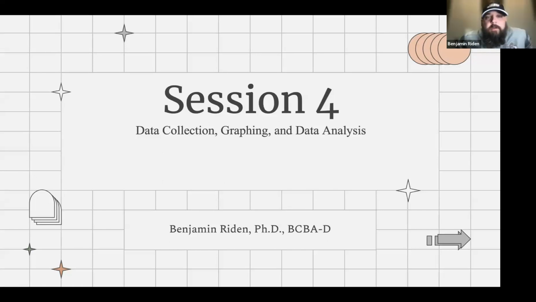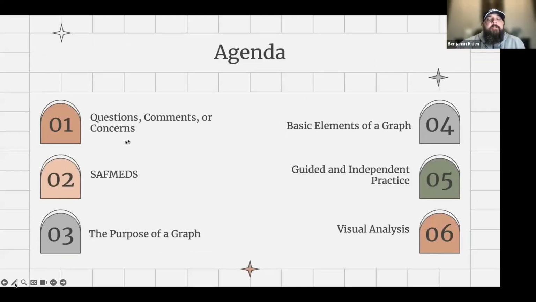All right, everyone. Welcome to session number 4, data collection, graphing, and data analysis. The things that we're going to be chatting about today are the purposes of a graph, the basic elements of a graph. I'm going to have you do some independent practice, as well as talk about some visual analysis on how we look at the data that we have collected and are using for our project.